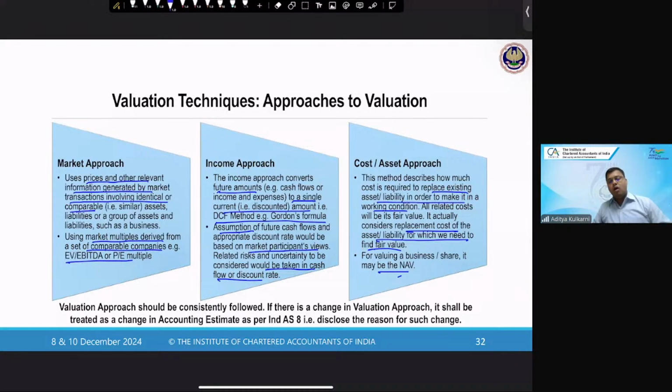Not necessarily value of shares. These are approaches for anything. Basically, these are the approaches. It's not restricted to shares. It's definitely not restricted to shares. Valuation approach to be consistently followed. If there is a change in valuation approach, treat it as a change in accounting estimate as per Ind AS 8. That is, you will disclose the reasons for such change.